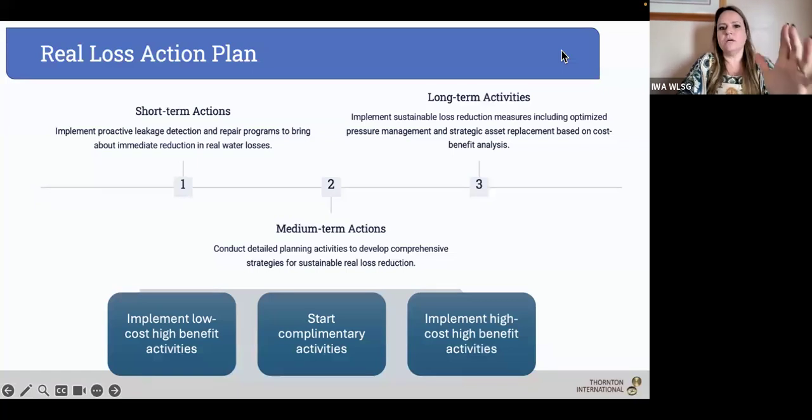Pressure control can be the first thing to do, but sometimes you don't get the maps for the system, so you don't know how to work on that. So you have to prepare everything to start working.